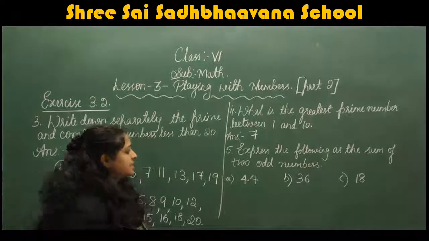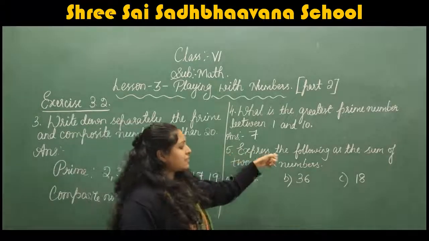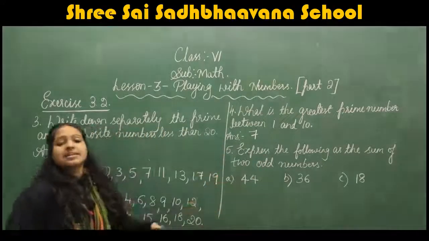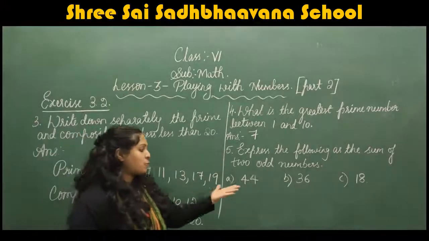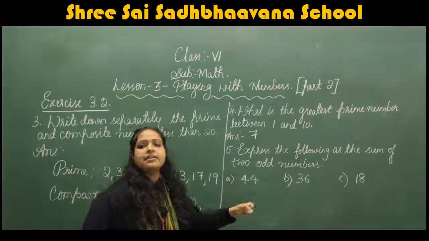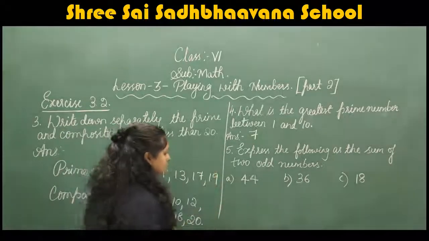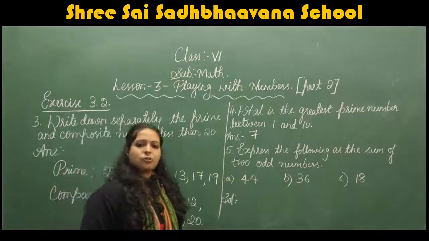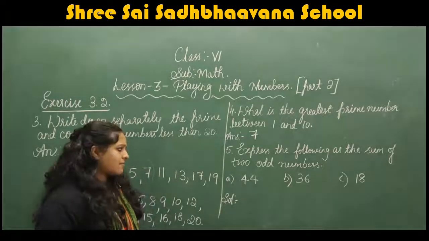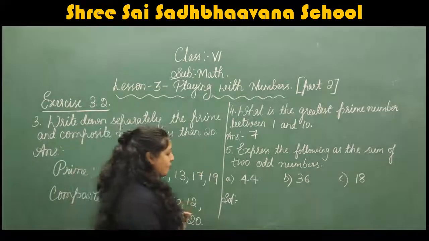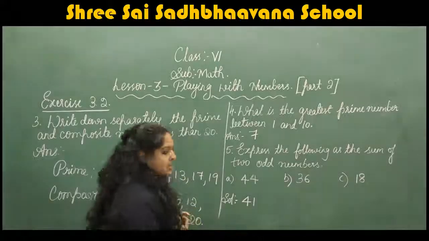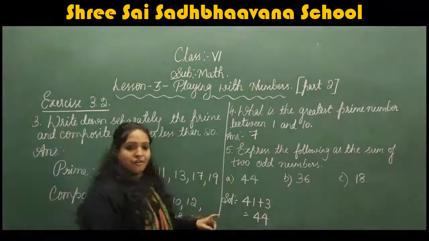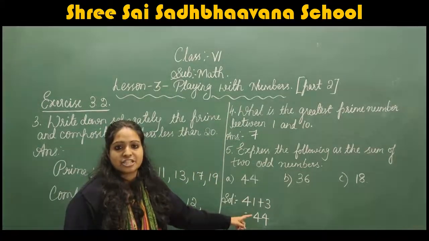Okay? Yes. Let us see the fifth one. Express the following as the sum of 2 odd numbers. Now we have to express them as the sum of 2 odd numbers. It means we have to add 2 odd numbers and get this as the answer. How can we do this? Solution. Yes, 44. So we have to add 2 odd numbers. How can we do that? Tell me. Okay, let me go with 41, which is an odd number, plus 3. 41 plus 3 is equal to 44. Understood? In this way you have to express this.